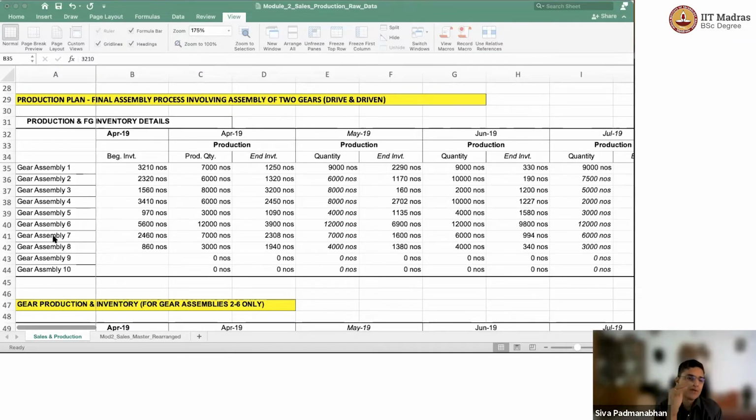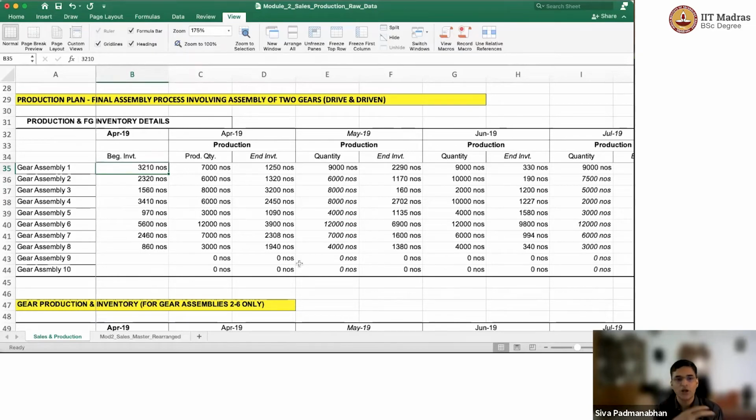So what you see in this table is, for all of the 10 assemblies that we make, you'll see a thing called beginning inventory, which means at the start of the month, how many of those products were already in my store, right, finished goods store, or in my warehouse. And then you see how much was actually produced that month, and you'll see the ending inventory, which is at the end of the month, how much product did I have on hand. So for every single one of those months, from April 19 to March 21, you'll see the beginning inventory of the gear assembly 1, for example. You'll see how much of gear assembly 1 was produced that month, and then you'll see how much of the inventory is still lying with me at the end of the month.